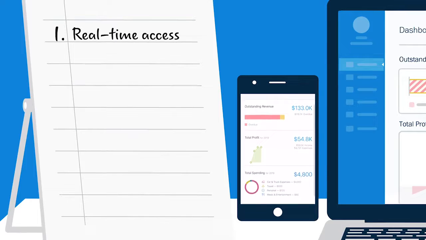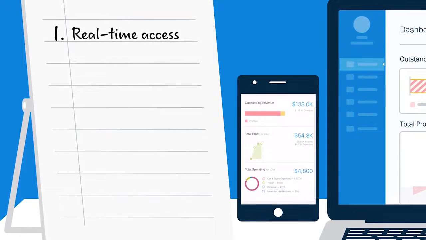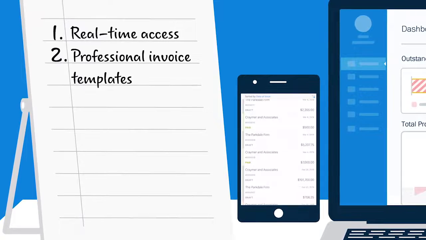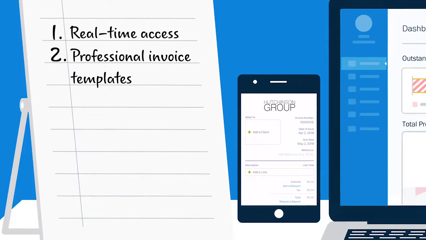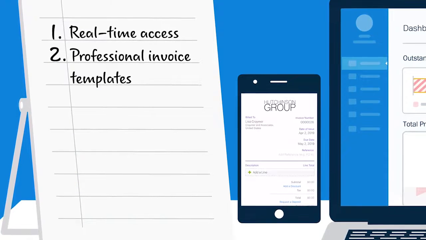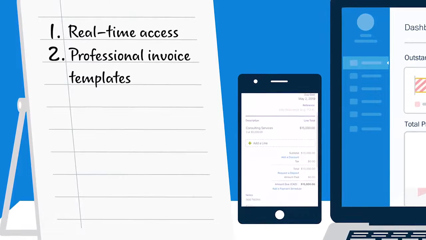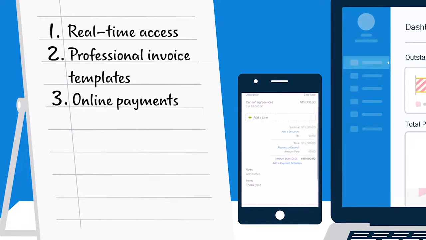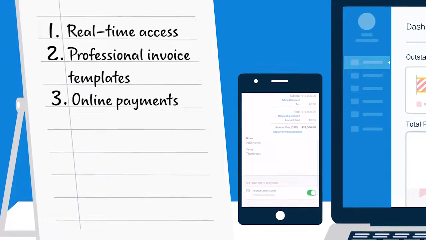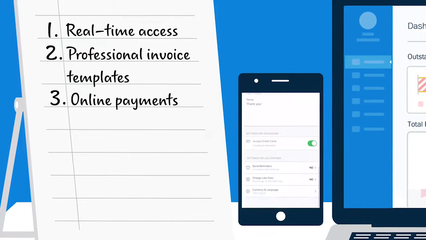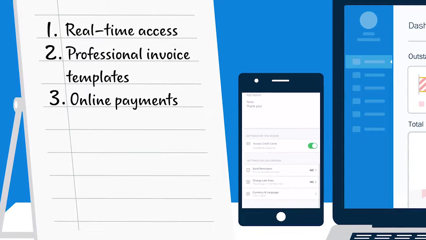Real-time access. Only cloud accounting software allows you to connect to your mobile, tablet, or laptop. Professional invoice templates. Automated invoices will allow you to quickly and easily plug in the invoice information so you can create one wherever you are. Online payments. The best invoice apps offer convenience to your customer and fast payment for you, with the option to pay straight from the invoice.